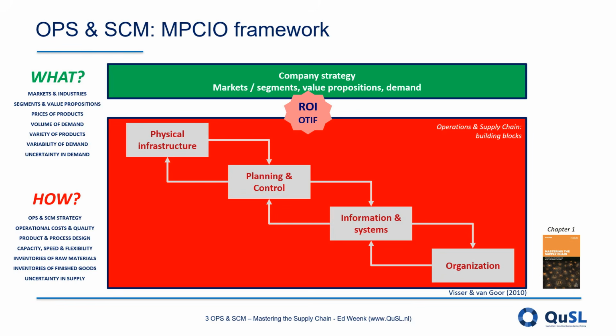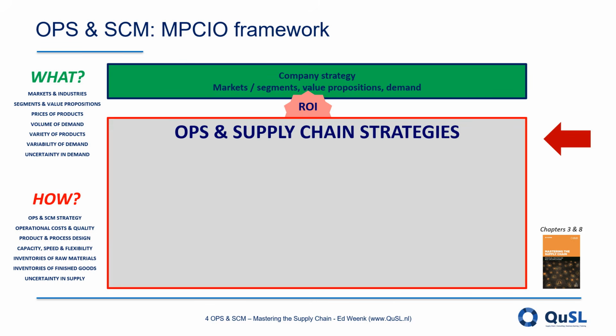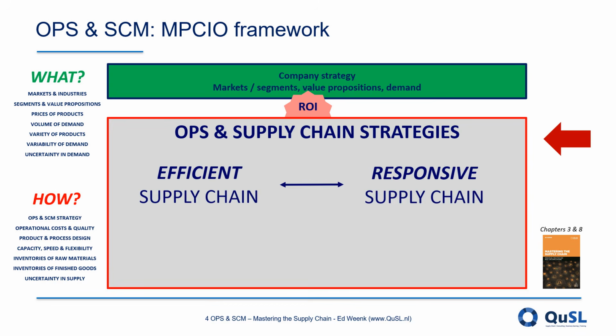Hi, in this video we are going to look a bit more into an important aspect of the how side of the company, which is the topic of operations and supply chain strategy. According to the basic frameworks in literature, there are two extremes on the spectrum of supply chain strategy. On the one extreme there is the operational strategy of efficient supply chain. On the other extreme there is the operational strategy of responsive supply chain.